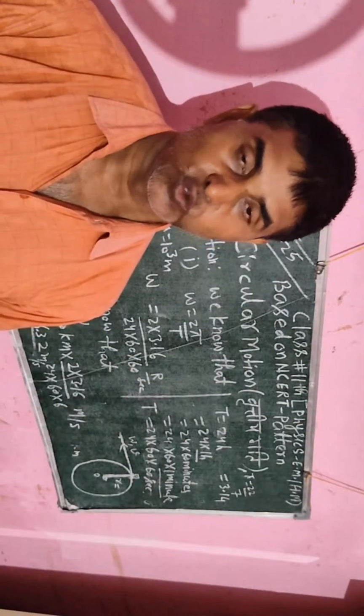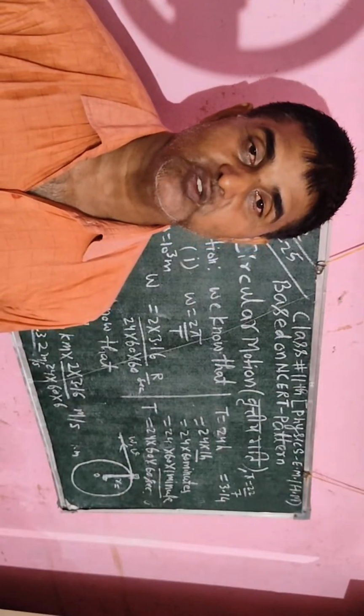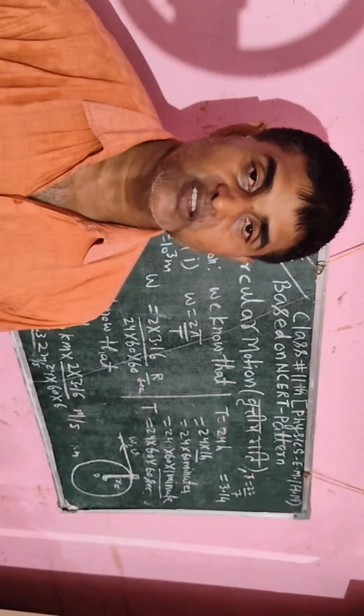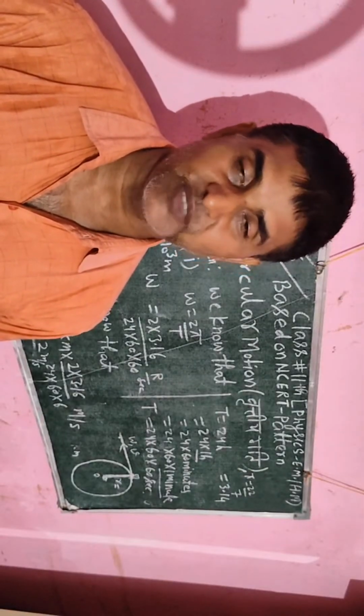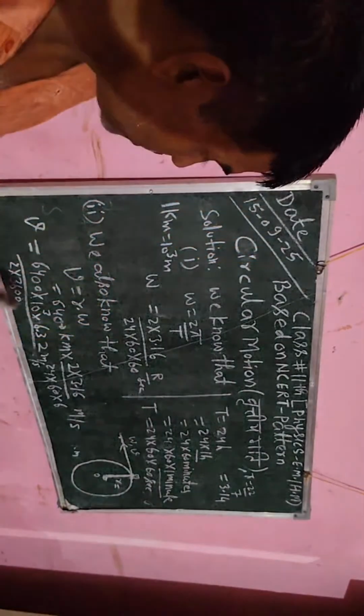Okay student, so each and every student has to change each and every quantity into a particular system, that is CGS system or MKS system or SI system. Okay, so you have to follow it positively.